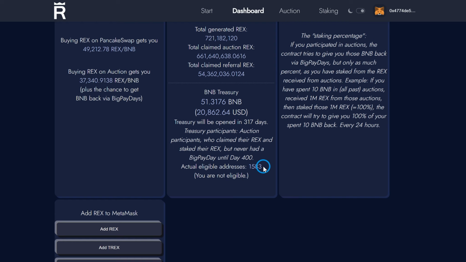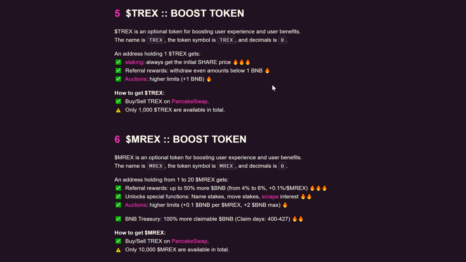So right now there are 1,583 addresses or wallets that did not get hit with big payday. So right now, I guess it would be 51 Binance coin divided by 1,583 addresses. Now that's if it ended today. Now you can see it says I'm not eligible because I already received my big payday, which I showed everyone in the part 2 video. So I'm no longer eligible for the treasury, but I'm fine. I collected 18 BNBs from that.